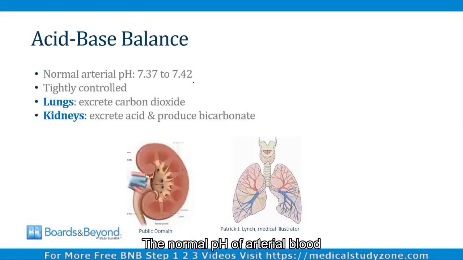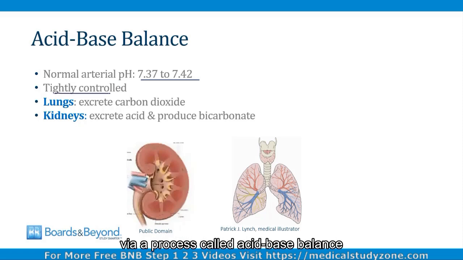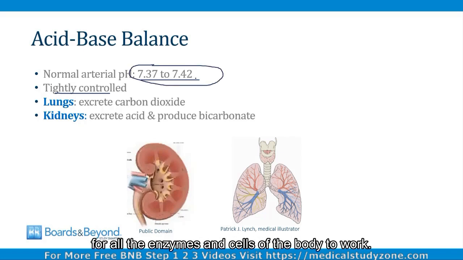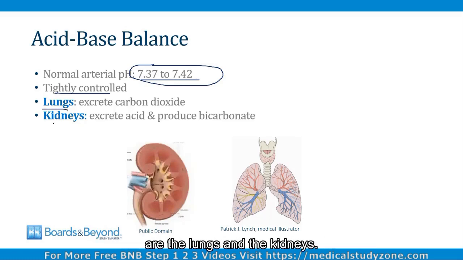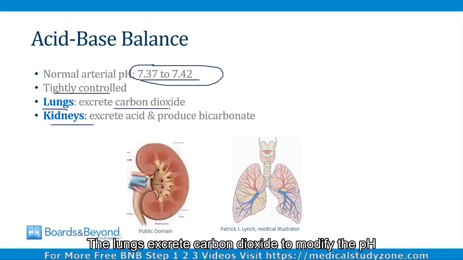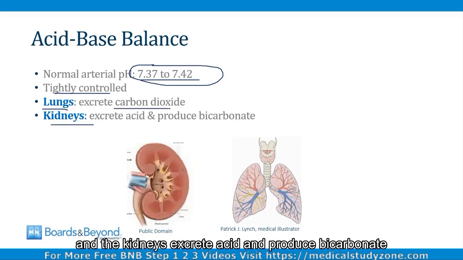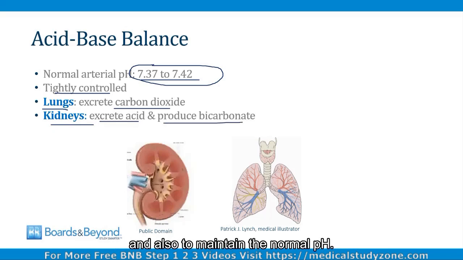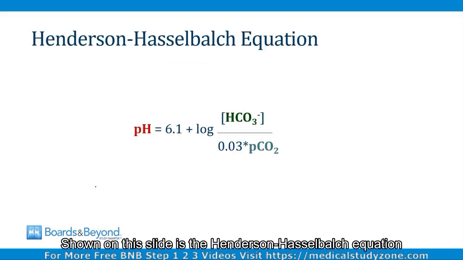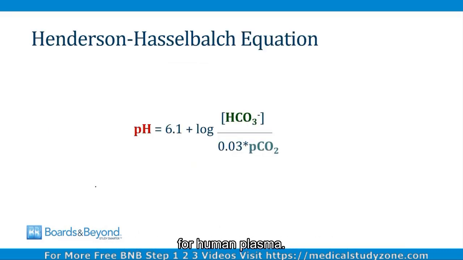The normal pH of arterial blood ranges from 7.37 to 7.42, and this is tightly controlled via a process called acid-base balance, because you need the pH in this range for all the enzymes and cells of the body to work. The two important organs for acid-base balance are the lungs and the kidneys. The lungs excrete carbon dioxide to modify the pH, and the kidneys excrete acid and produce bicarbonate also to maintain the normal pH.